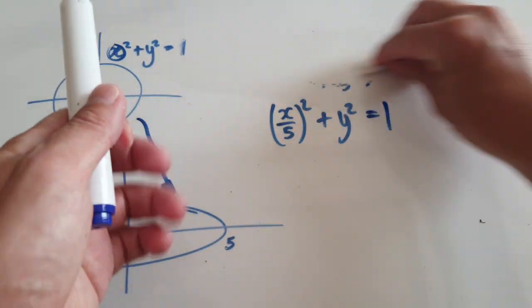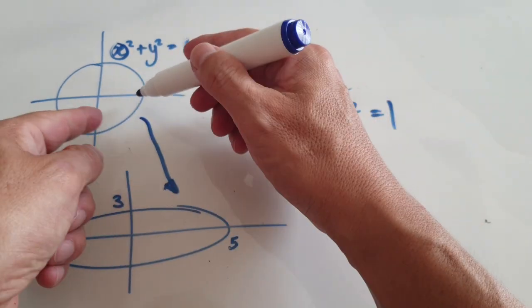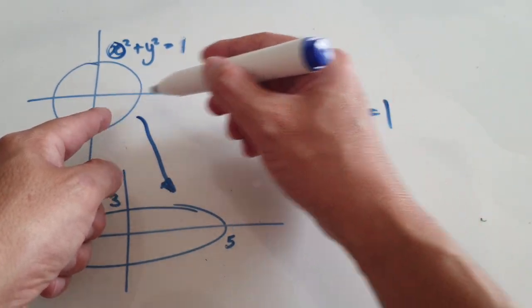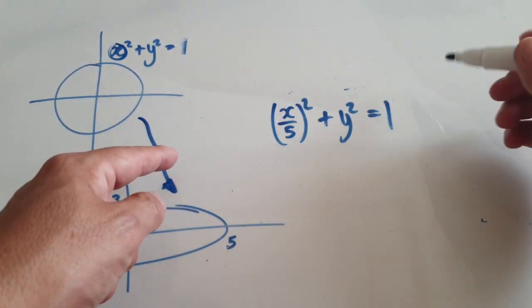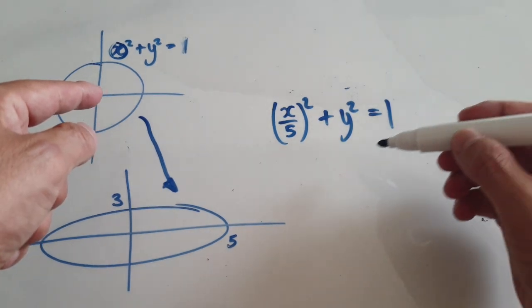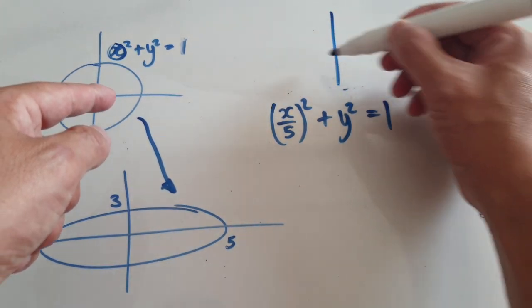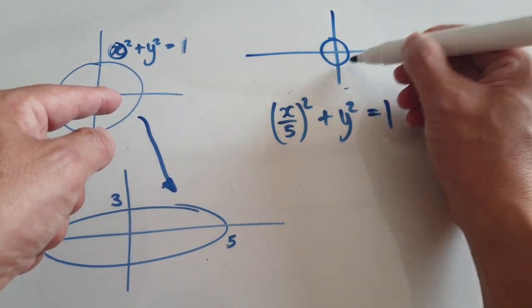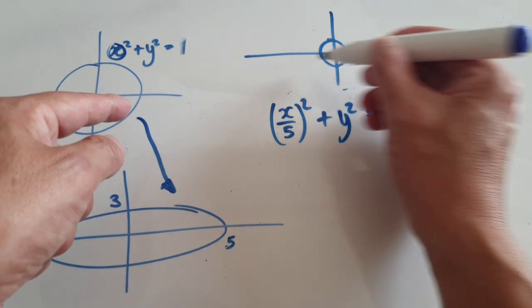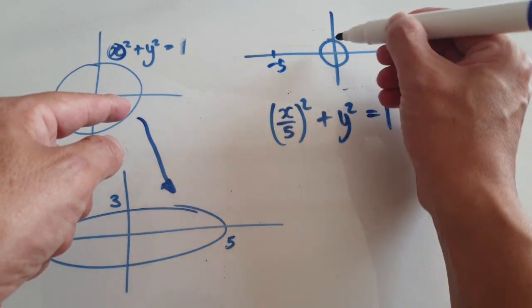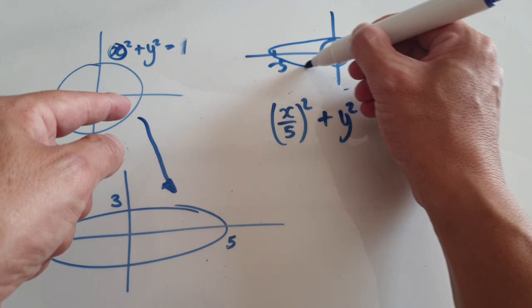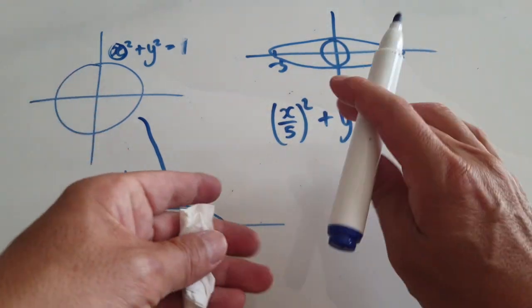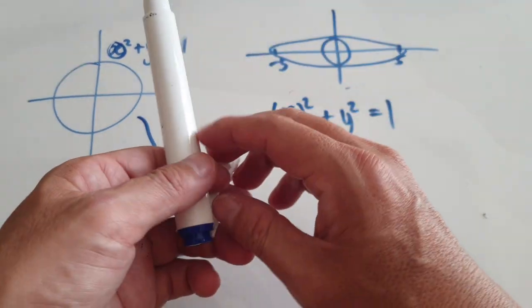So now the circle of radius 1 will be stretched in the x direction by a factor of 5. So what that means is the graph will now look like this. Normally a circle of radius 1, but now it's at 5, negative 5. So now it will look like this, not to scale. Okay, so now we need to change it in the y direction.